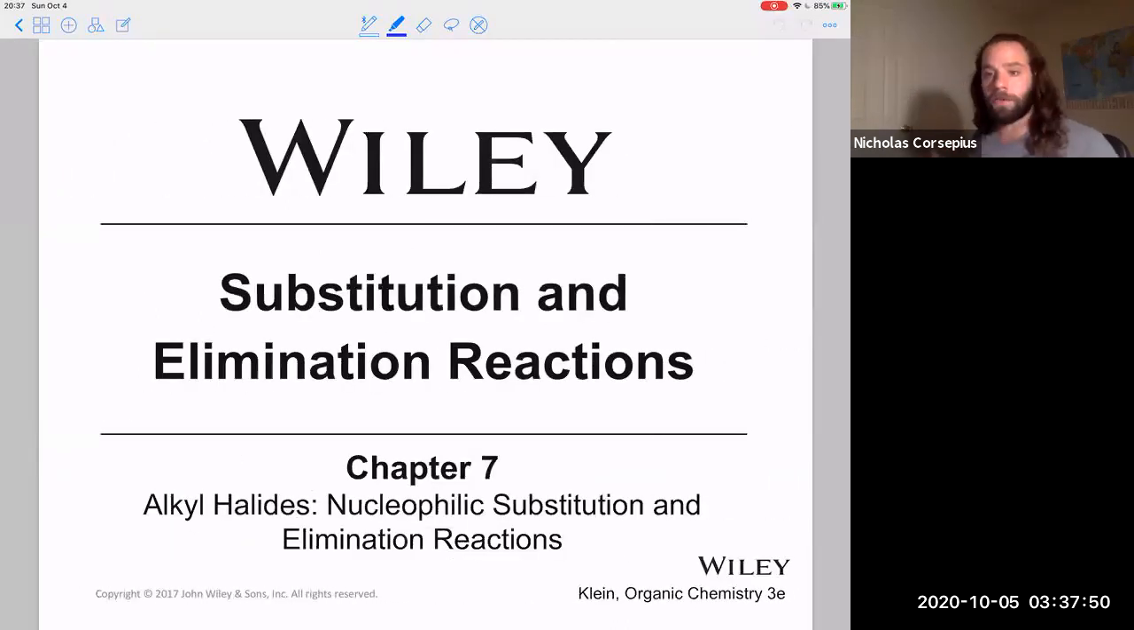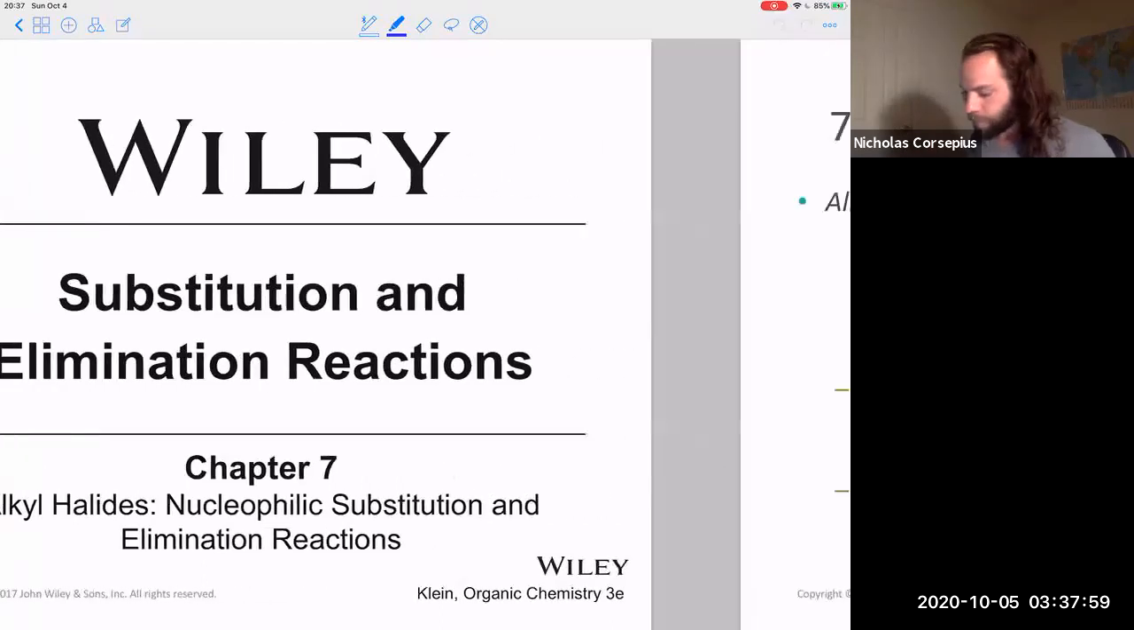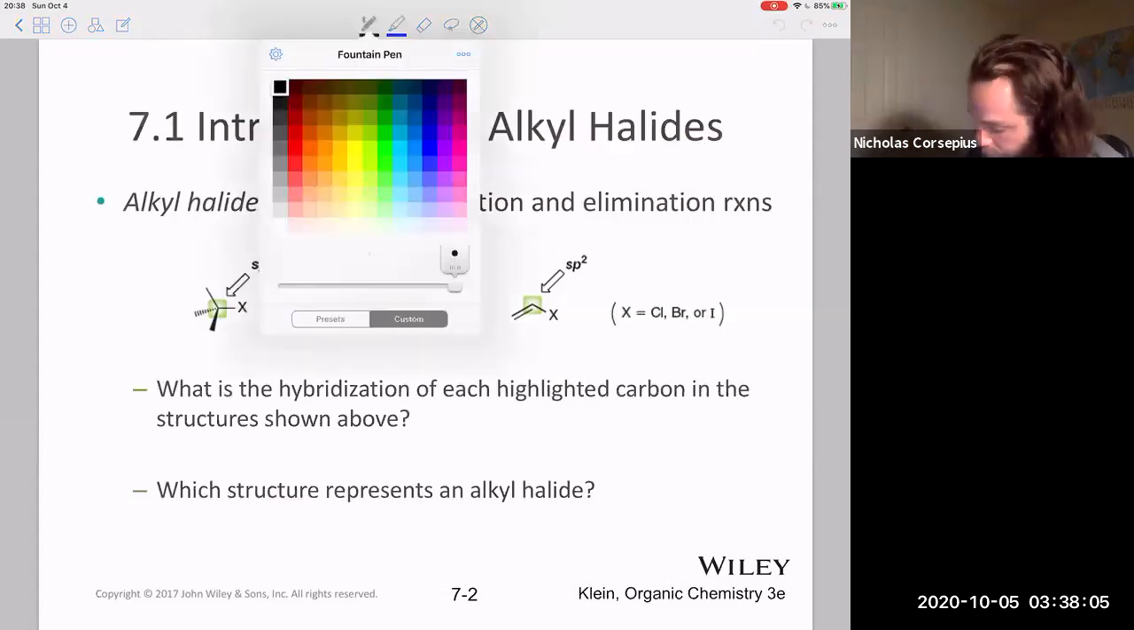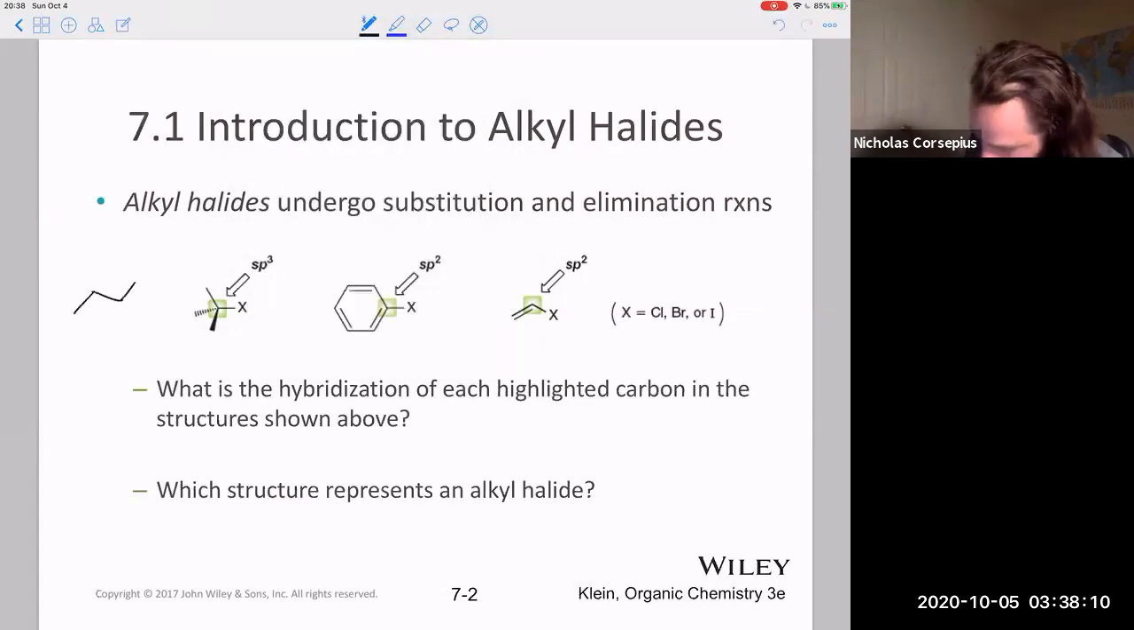First, we're going to talk about the two main categories of reactions that this functional group undergoes, and those are called substitution and elimination reactions. So first of all, what are we talking about here? We're talking about alkyl halides. Just a quick example would be something like this, right? We learned how to name alkyl halides, all that good stuff.